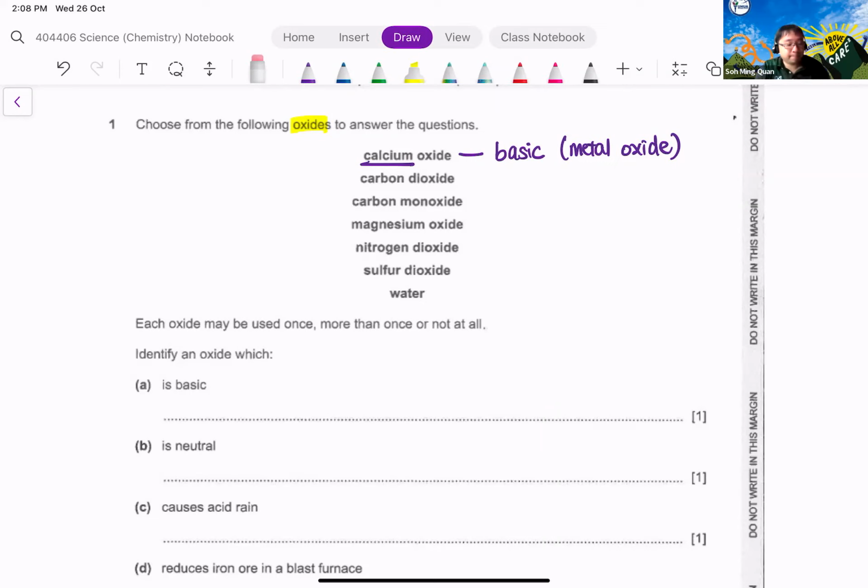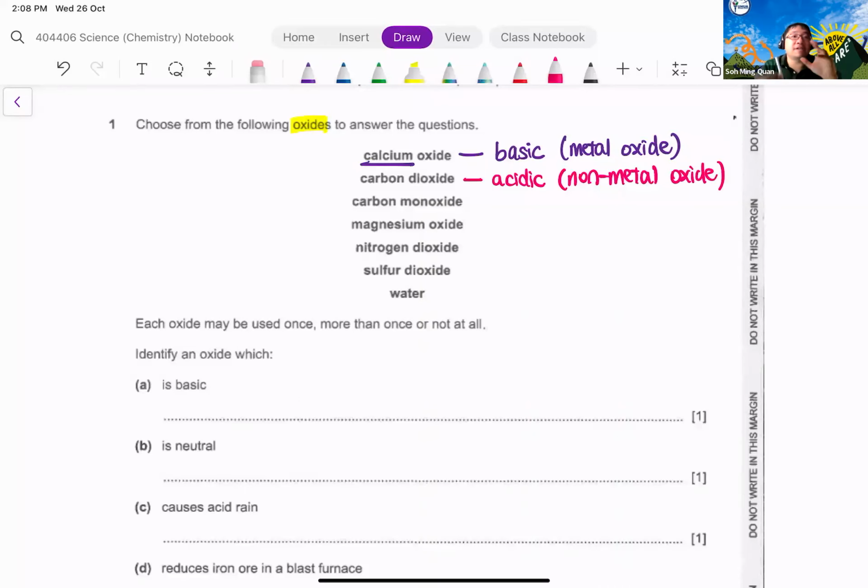Okay? Next, we have carbon dioxide. Carbon dioxide is acidic. How do you know that? Because carbon is a non-metal. Okay, so carbon dioxide is a non-metal oxide, so it's acidic. This means that it can dissolve in water to form acidic solutions, or it will react with bases.